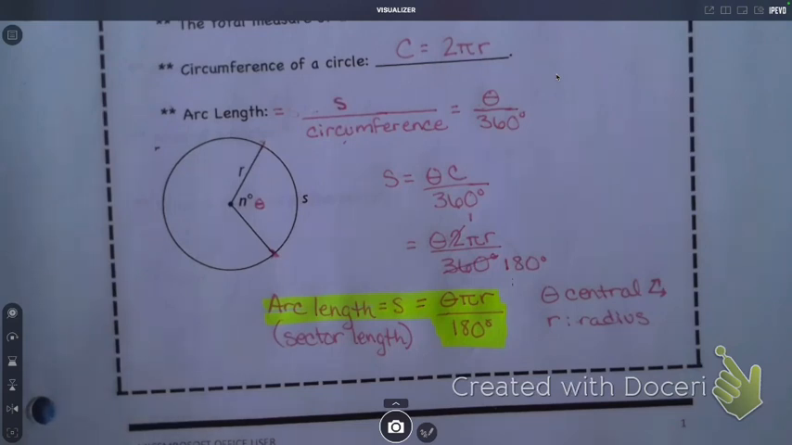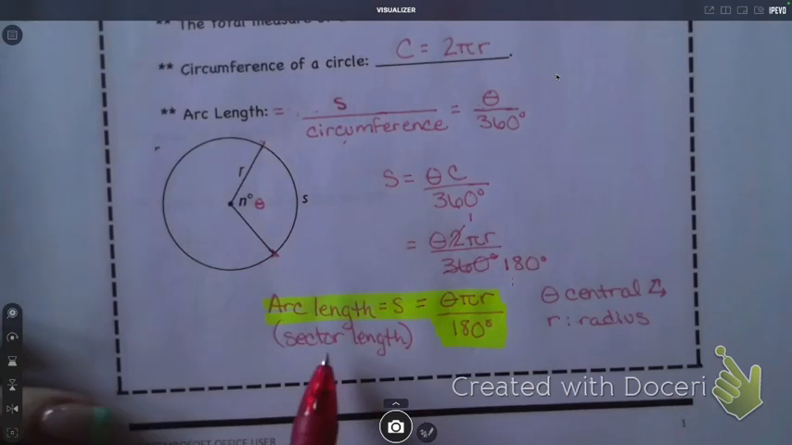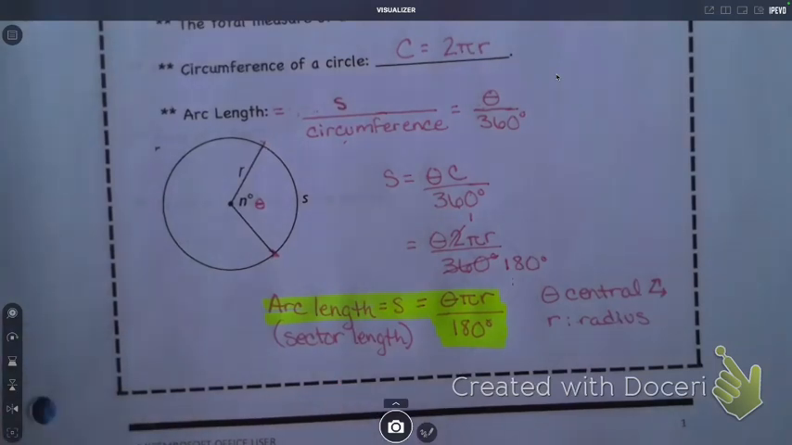So I don't really need the S in there. Well, that's the variable we use for arc length. They'll say find S. That's what S stands for, arc length, because it's a lowercase s for sector. So that's why we call it sector length sometimes. Make sense? A little?